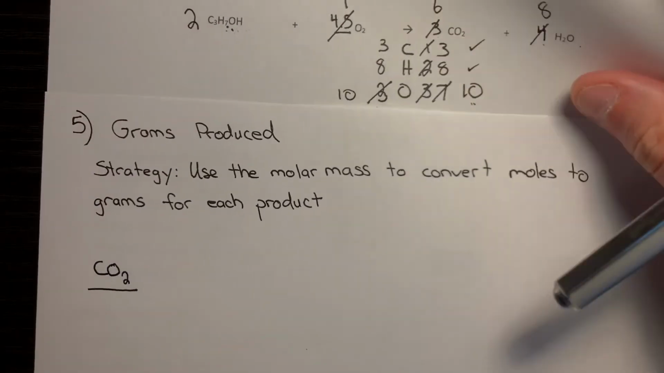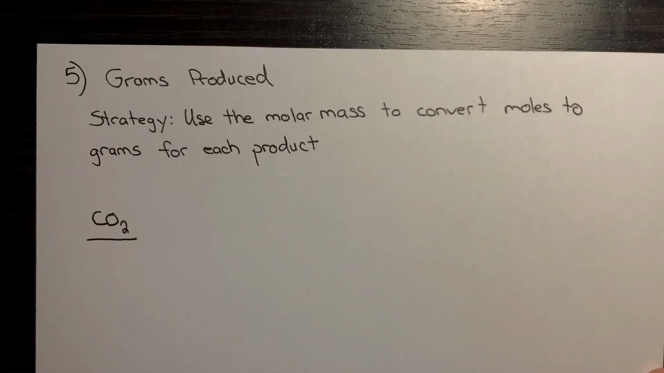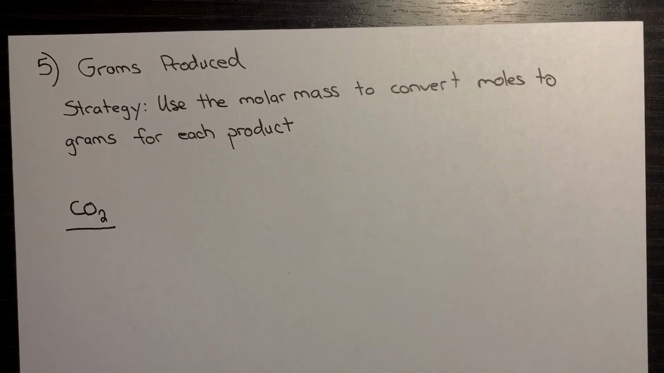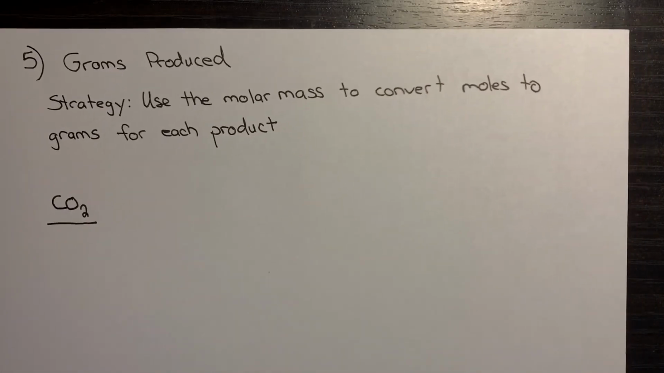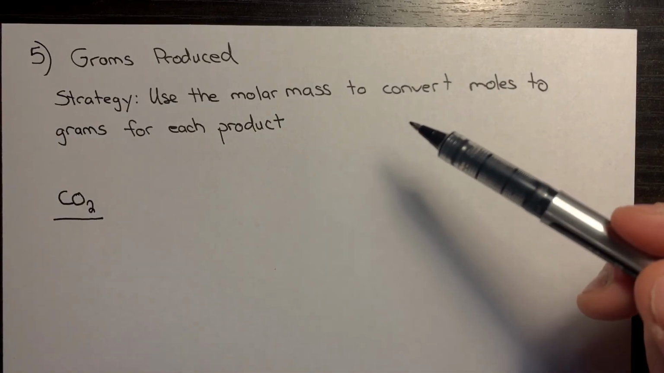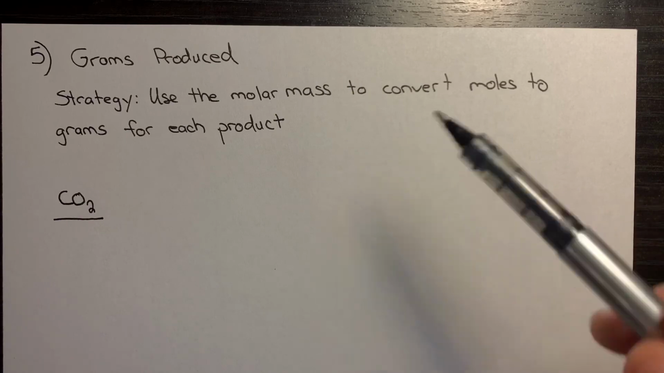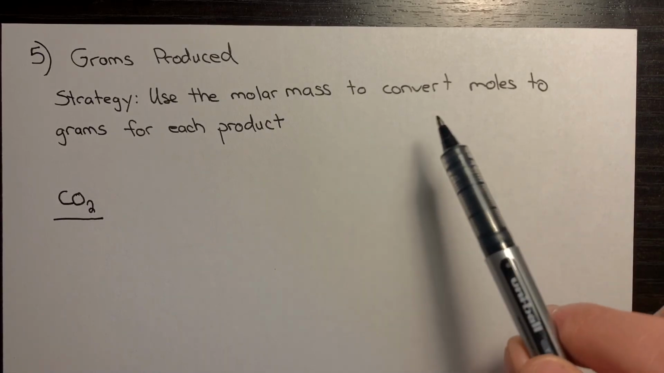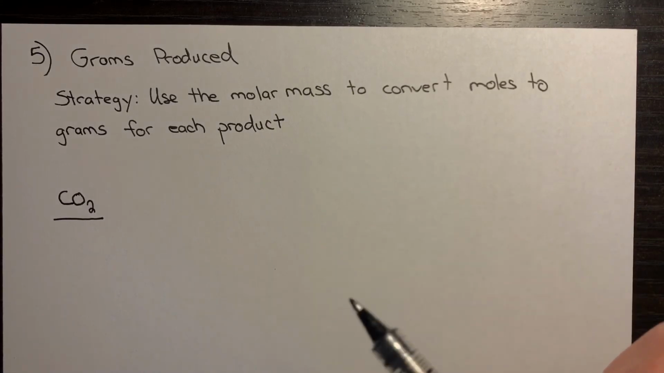I want to figure out the grams produced, right? I want to know at the end of this reaction, what is the mass of these products that I'm going to have in hand. So to do that, it's very similar to the first step. I'm going to use the molar masses now to convert moles to grams, okay?